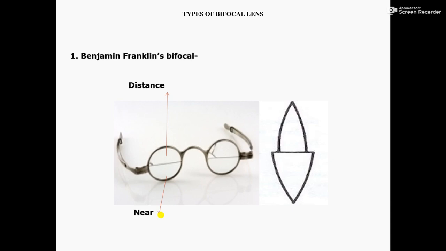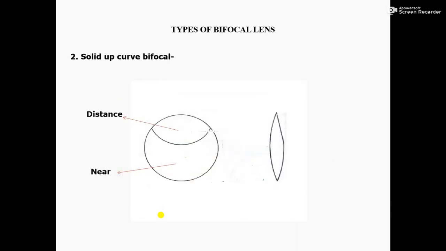Number 2, solid upcurve bifocal. Here the upper portion is for distance and the lower portion for near. It was manufactured by grinding the near prescription in a lens, and the distance correction was then ground into the upper back surface. The advantage is that this is better for cosmetic appearance compared to Benjamin Franklin bifocals.